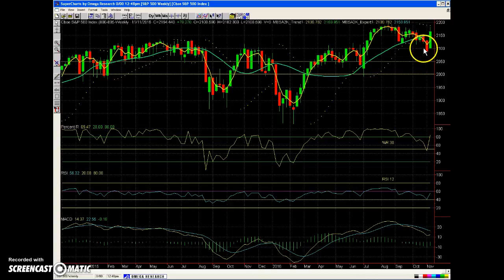But we do have a nice turnaround last week. We'll see if we get any follow through on that. If we get some follow through, we should find a parabolic below next week's bar, and that would signal a switch again to an uptrend.